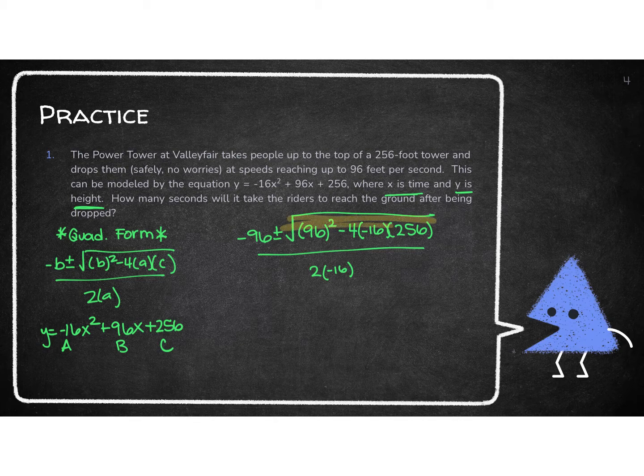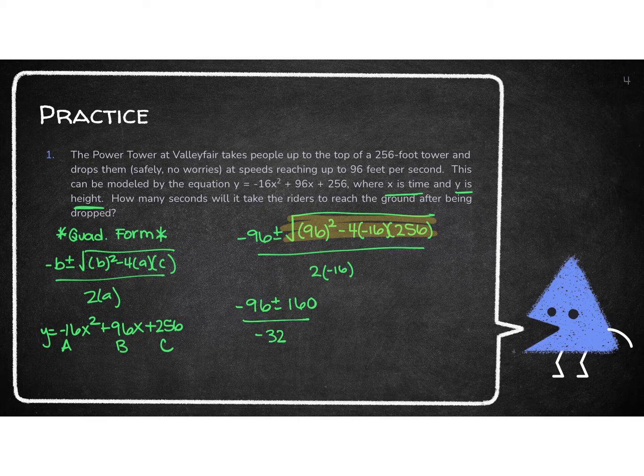plug this entire thing into your calculator. Okay, so we're going to plug that entire thing into our calculator. When I do that, I still have that negative 96 up front. I have plus minus 160 is what I got, divided by 2 times a. Well, 2 times negative 16 is negative 32.